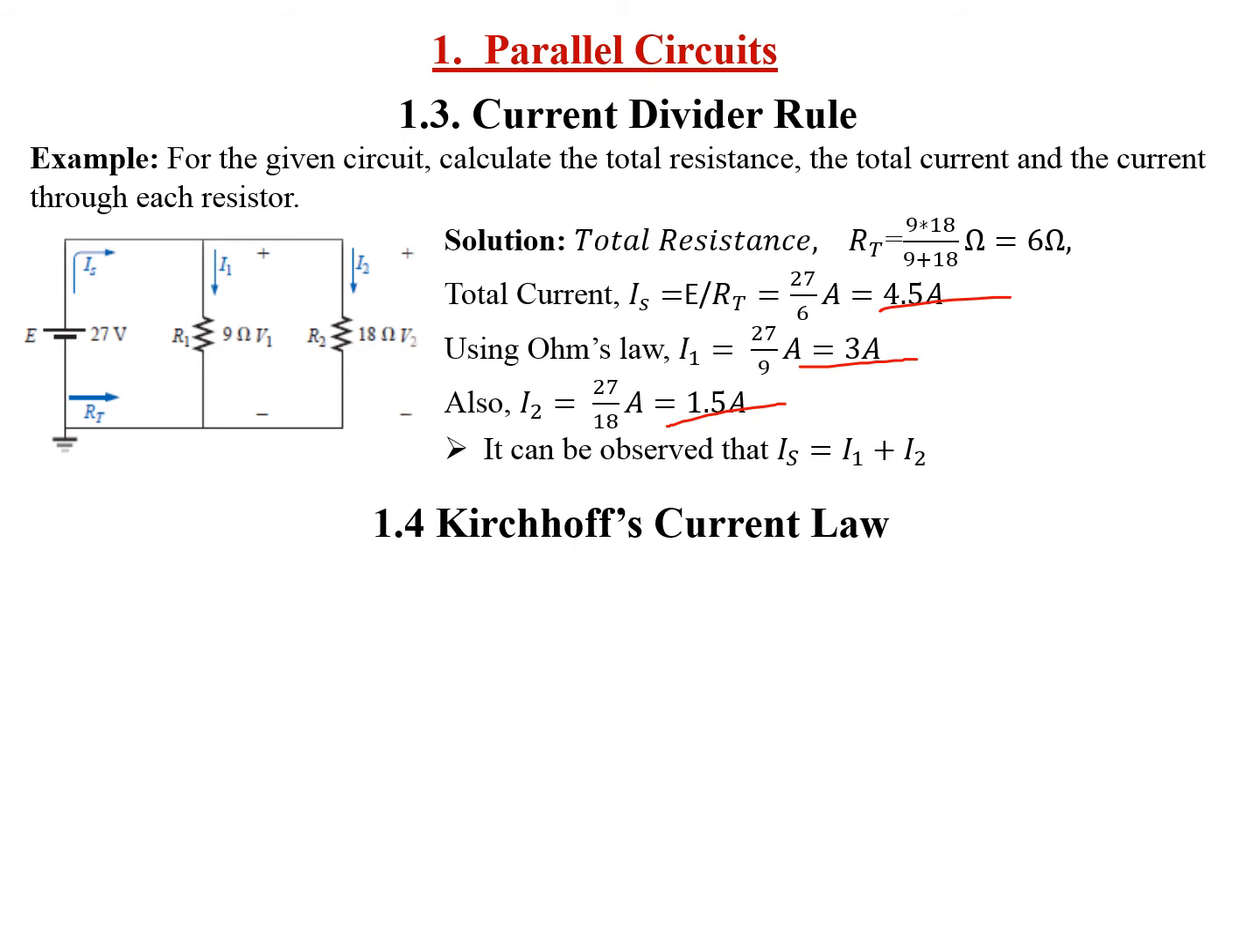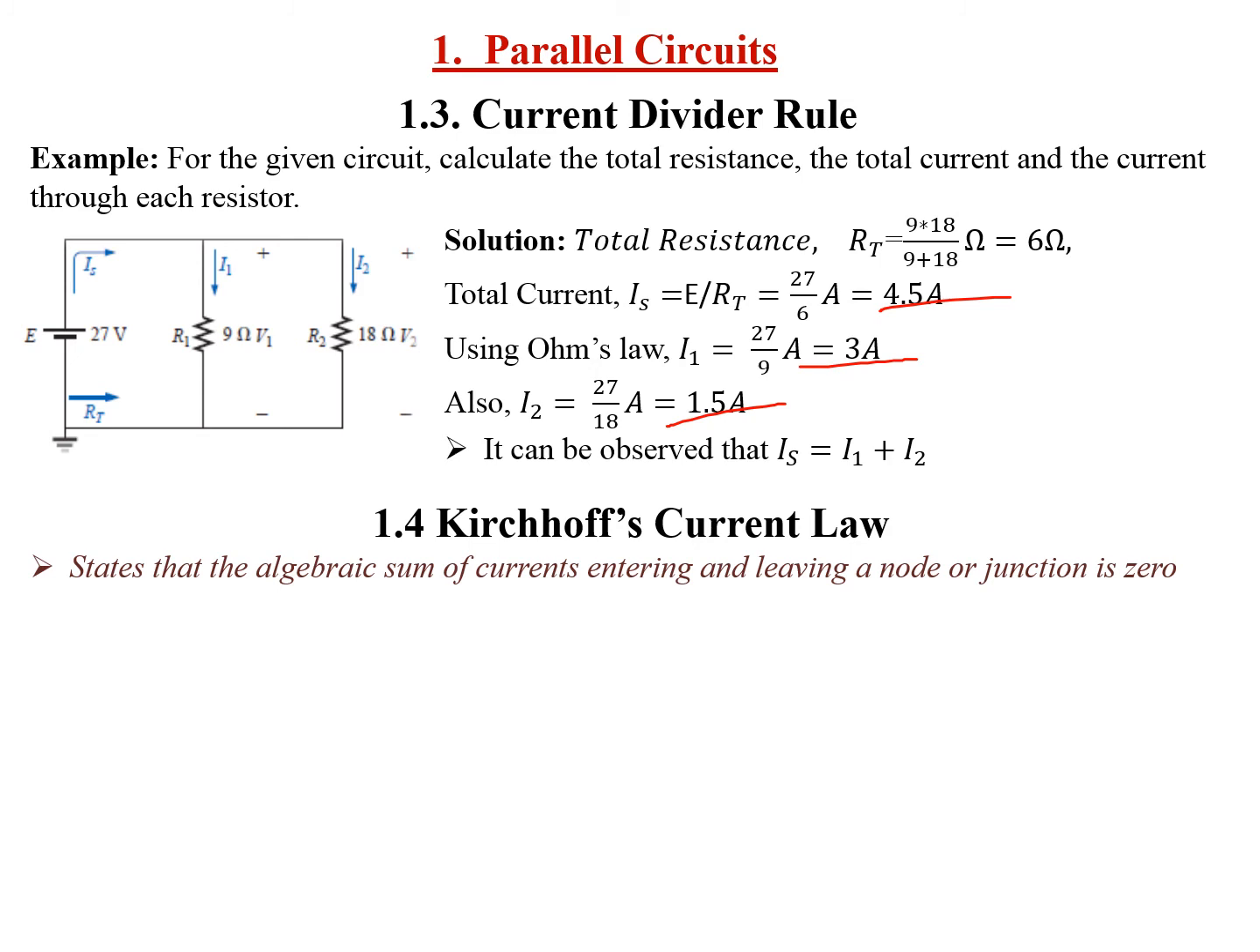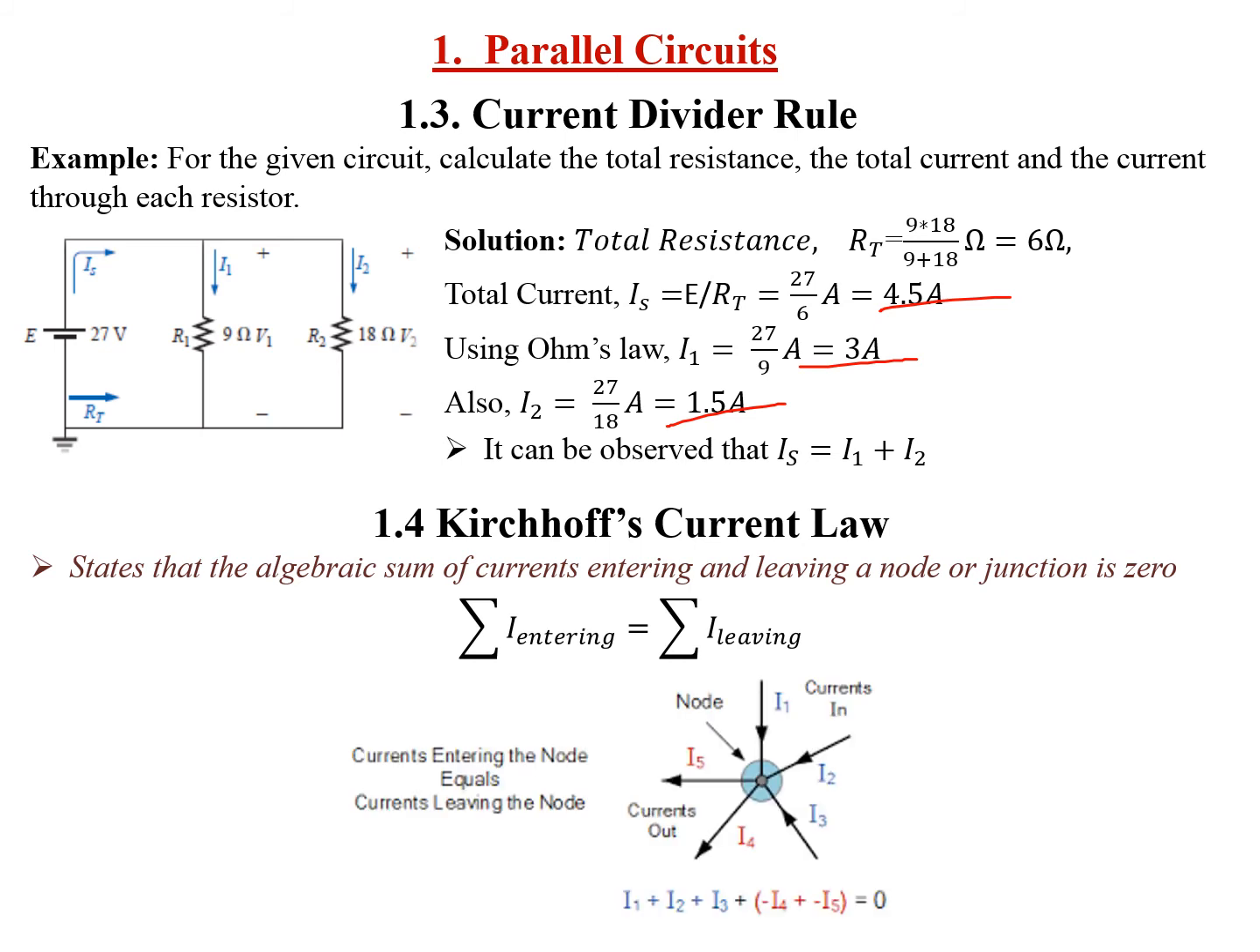Right. Then we look at Kirchhoff's current law. Kirchhoff's current law says that the sum of currents entering and leaving a node or a junction is 0. Algebra, I'm sure you know, deals with signs. So in that case, we have I1, I2, and I3 entering the node, and I4 and I5 leaving the node. So the sum of those should be equal to 0. We've said current entering the node is positive and current leaving the node is negative.